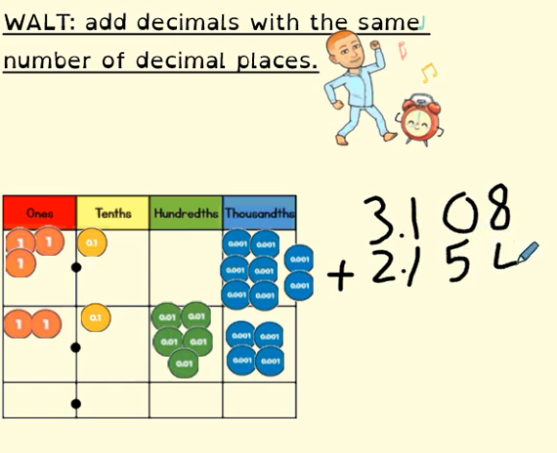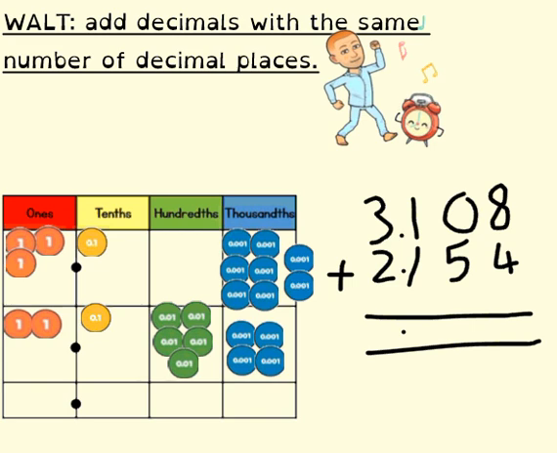So the difference this time is that my calculation involves thousandths. So when I think about where to start my calculations, I'm starting, if you remember from what I said last time, with the lowest value column, which this time is the thousandths column. That's where I'm going to start.